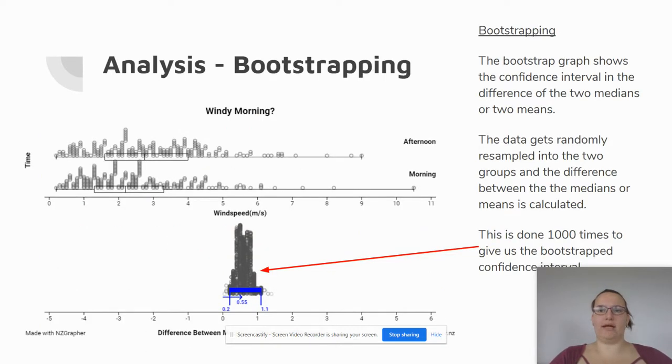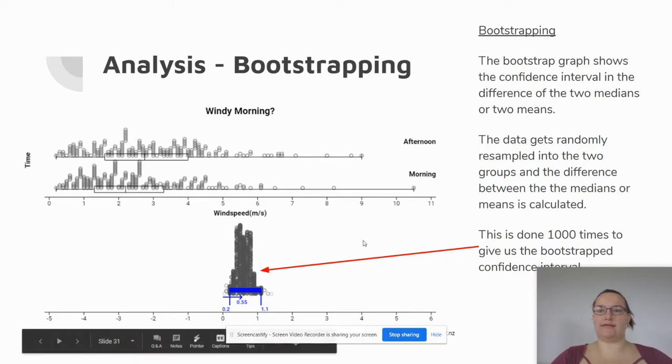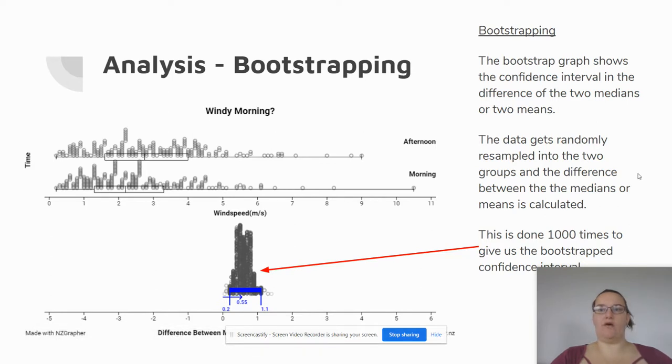So when we have a look at bootstrapping, we can see that this is our graph, and I'll show you how to get this graph. But what it's done is it's showing us the confidence interval between the difference of the two medians or means. So when we say the difference, we're talking about the shift of the median or the shift of the mean. Now here is our data, and the median is here and here. And what we know is that this shift is 0.55.